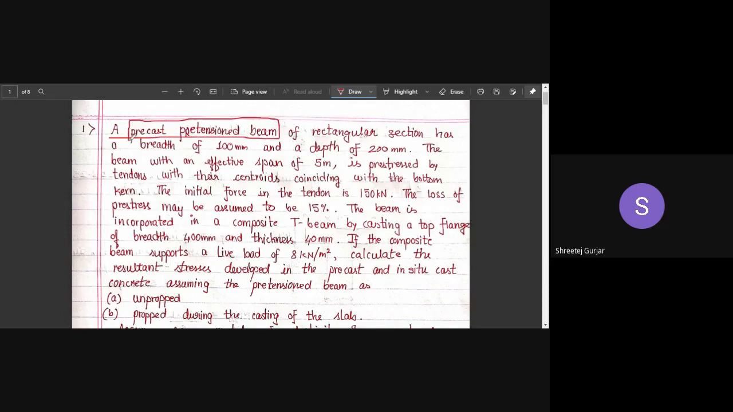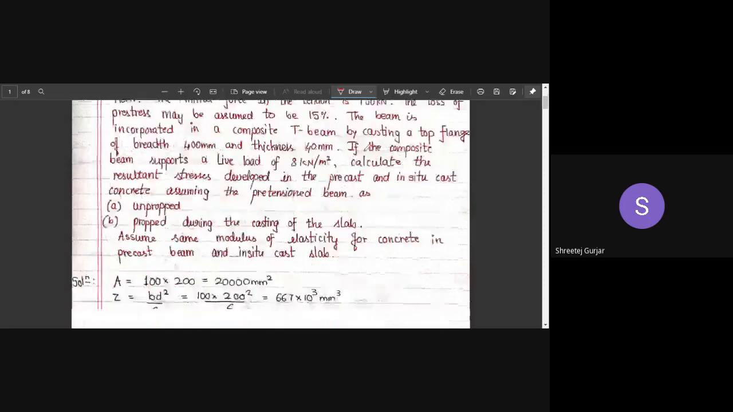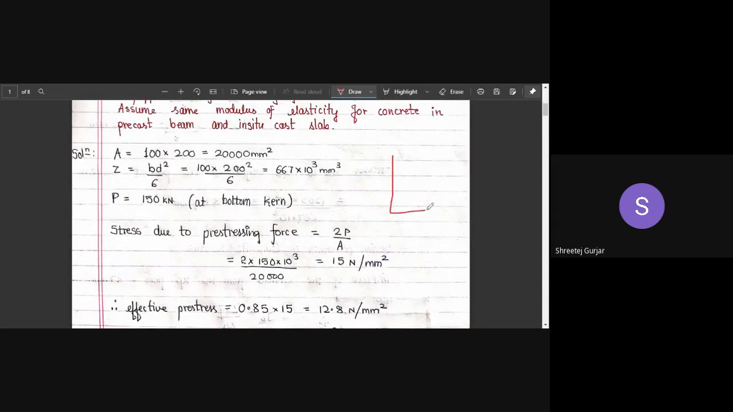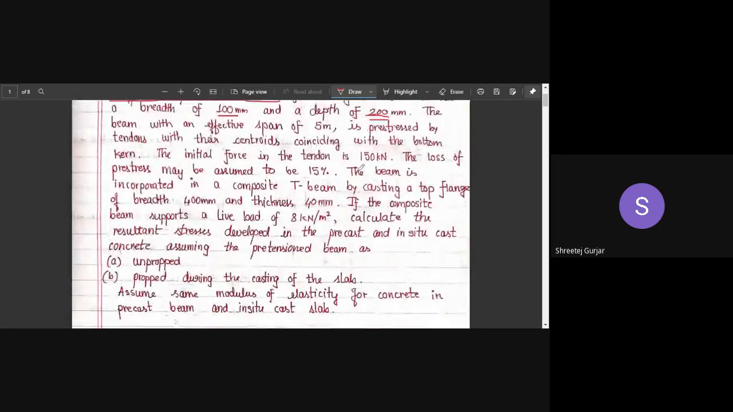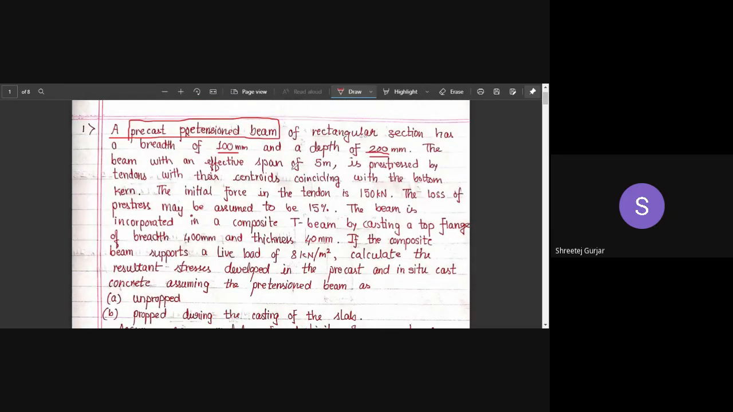Of rectangular section having a breadth of 100 mm and a depth of 200 mm. So we have a precast beam of 100 mm width and 200 mm depth. The beam with an effective span of 5 meters is pre-stressed by tendons with their centroids coinciding with the bottom core. Then the initial force in the tendon is 150 kilonewton. The loss of the pre-stress may be assumed as 15%.